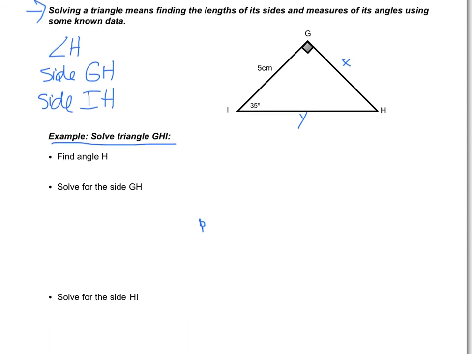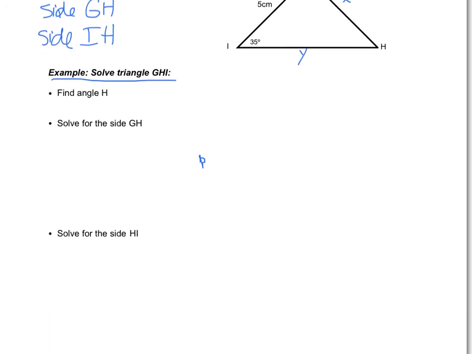I'd like you to solve the triangle. So I've written the steps you need to do here. I want you to find angle H. Use what you know about angles inside a triangle. Remember, angles inside a triangle add up to 180 degrees, so you can solve for that. Find this side and find this side.